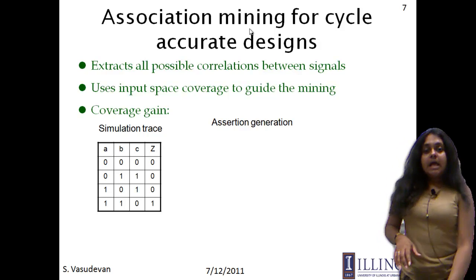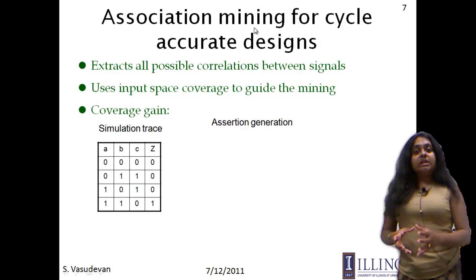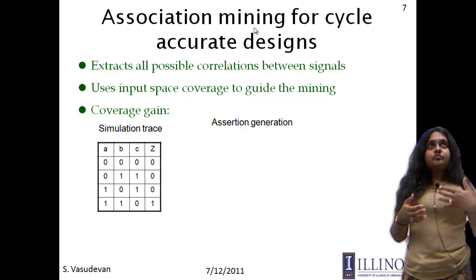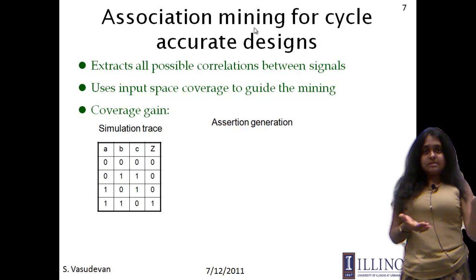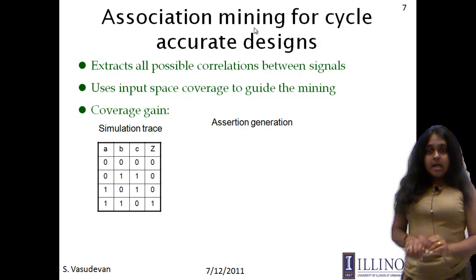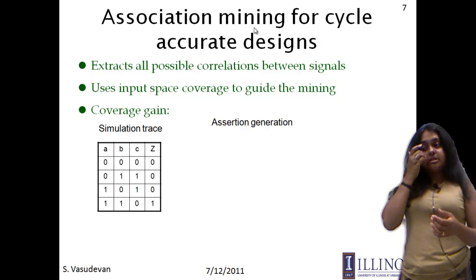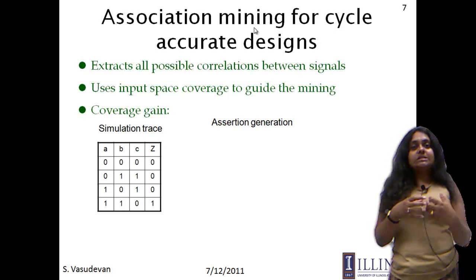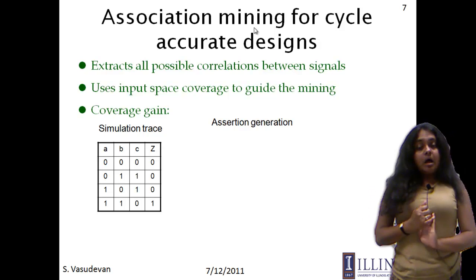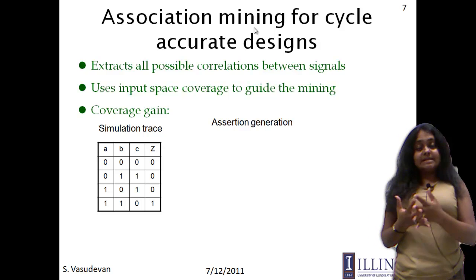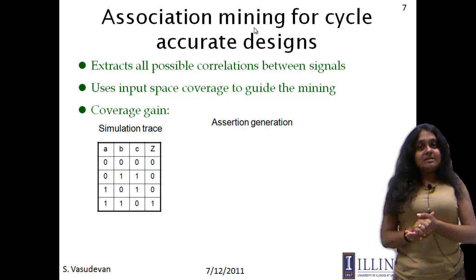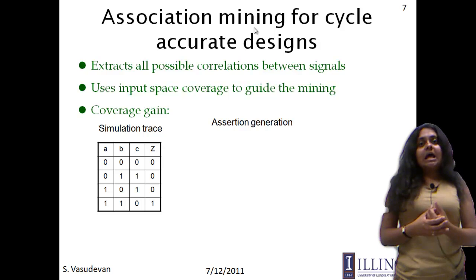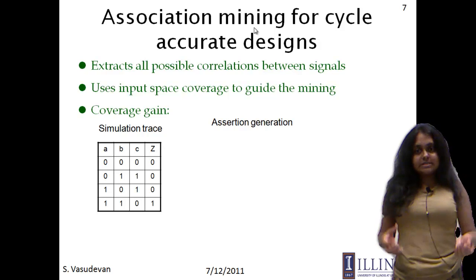So, what that means is the association mining also generates bit level assertions, and it looks at the simulation traces on a cycle by cycle basis. So, the assertions generated also relate the signals in multiple cycles to each other. However, we are going to show that the association mining is actually better than the decision tree based original GoldMine algorithm, because it manages to provide more succinct and higher coverage assertions.